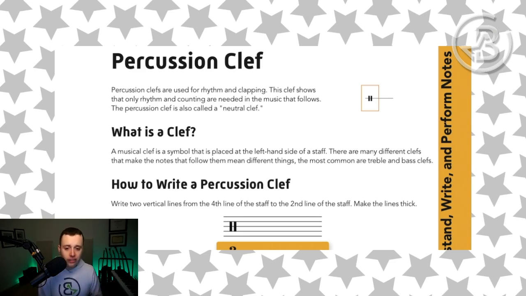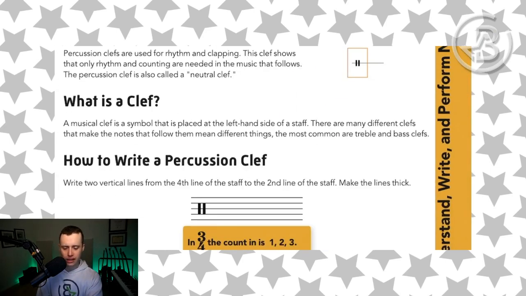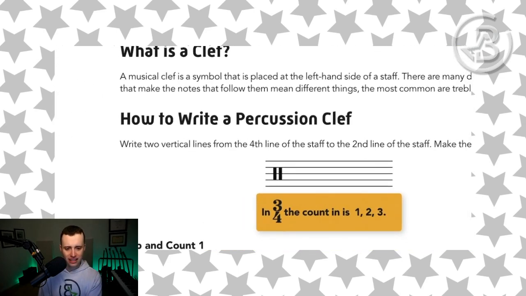A clef is a musical symbol that is placed at the left-hand side of the staff. Now, there are many different clefs that make the notes that follow them mean different things. Most common are treble and bass clef. We're going to get to treble clef later on in this course, but for now we're just going to focus on the percussion clef. So you can see the percussion clef, this is on a single line. This is the percussion clef on the staff.